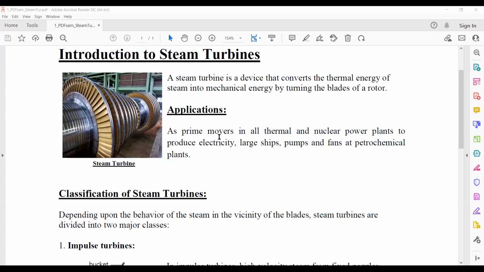So these are the main prime movers for the generators. Prime mover means a device for rotating a generator, because for the generator the rotation is required, and that rotation is given by these types of prime movers. We call them steam turbines. So these are used as prime movers in thermal and nuclear power plants to produce electricity, and they are also used in large ships, pumps and fans at petrochemical plants.